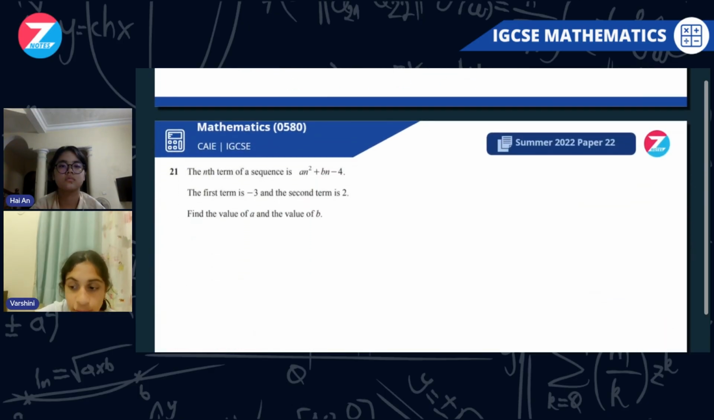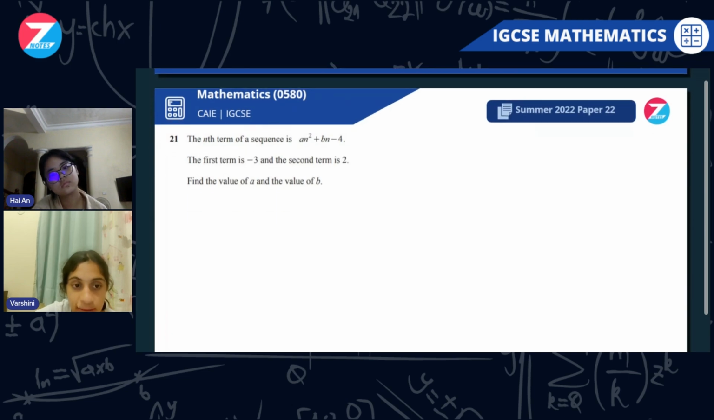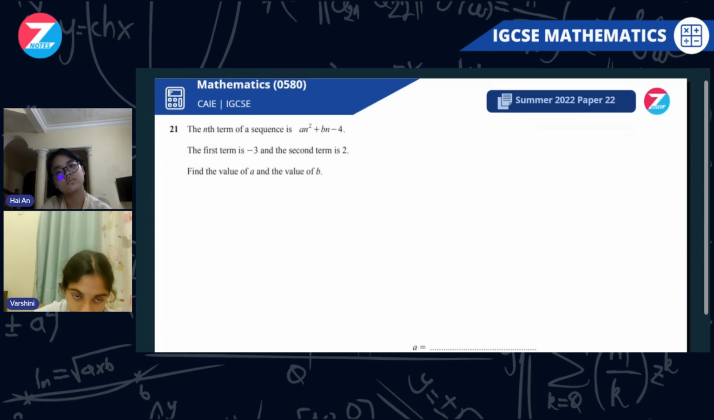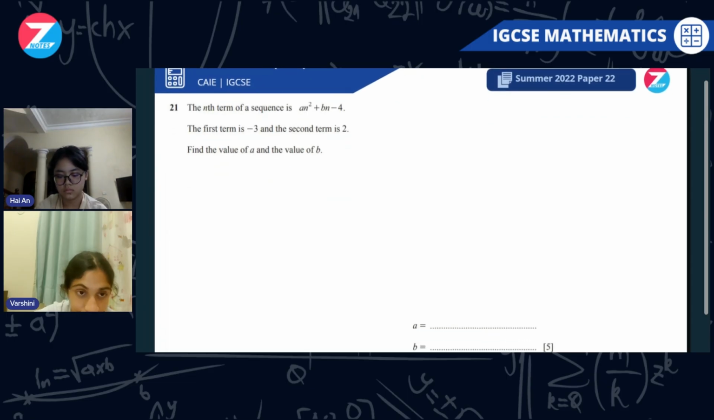Okay, question 21. The nth term of a sequence is an squared plus bn minus 4. The first term is minus 3 and the second term is 2. Find the value of a and the value of b. Okay, so first of all, we know we have the first term and the second term, and we know we can just substitute these in.